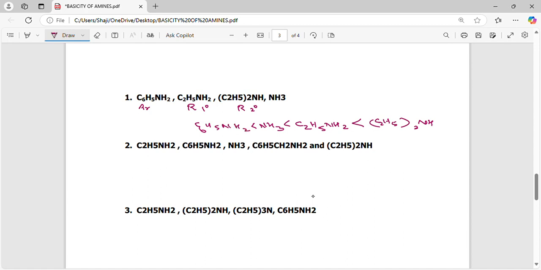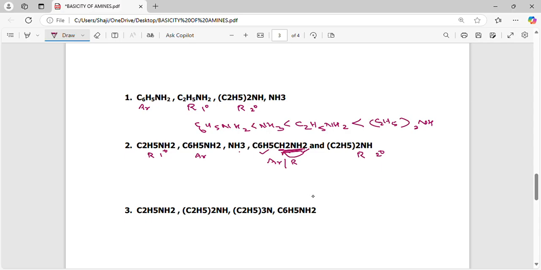Now in the second question, C2H5NH2 which is alkyl primary, C6H5NH2 is aryl, ammonia, C6H5CH2NH2. Here you can see an aromatic ring as well as NH2 group, but NH2 is not directly attached with the C6H5. It is attached through another carbon. So we can say that it's partially aromatic and partially aliphatic. It means its basic character comes above the completely aromatic compound. The last one is alkyl only, but secondary.